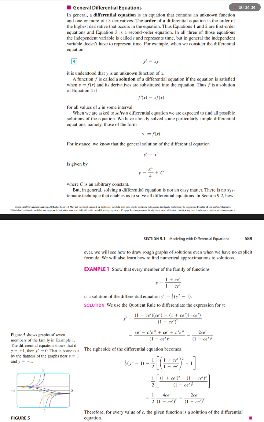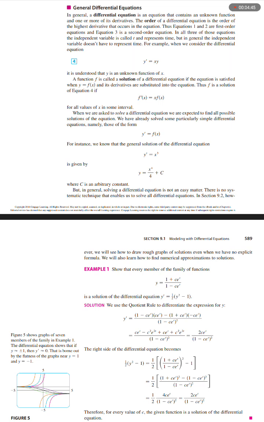When we are asked to solve a differential equation, we are expected to find all possible solutions of the equation. We have already solved some particularly simple differential equations, namely those of the form y prime equals f of x. For instance, we know that the general solution of the differential equation y prime equals x cubed is given by y equals x to the fourth power over 4 plus C, where C is an arbitrary constant. But in general, solving a differential equation is not an easy matter.